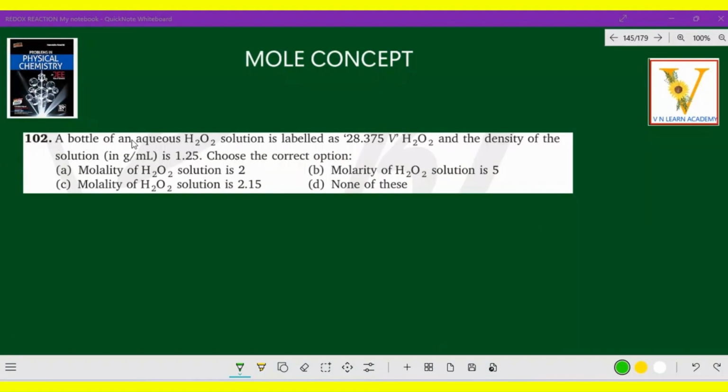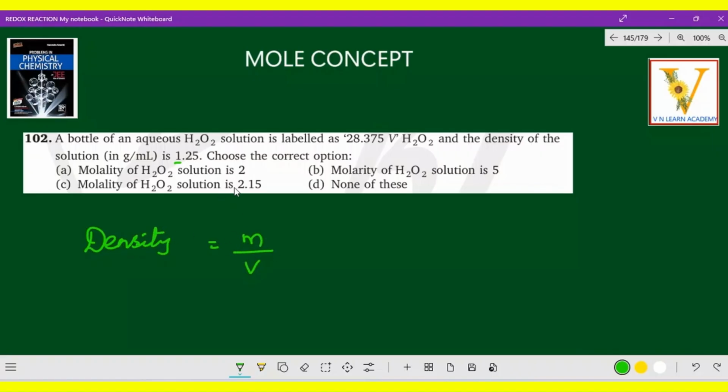The next question: a bottle of an aqueous H2O2 solution is labeled as 28.375 V H2O2, hydrogen peroxide, and the density of the solution in gram per mL is 1.25. Choose the correct option. Here, the density of the solution is given. So density equals mass by volume.